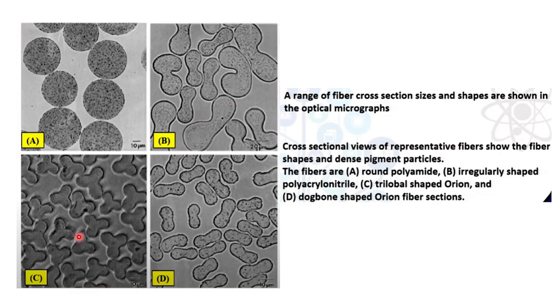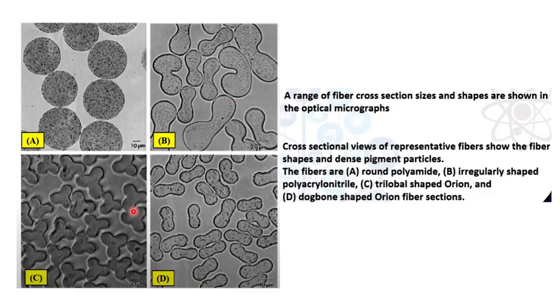The C is another type, called the trilobal shape Orlon type. Different petal-like morphology is visible. And the fourth one is the dog bone shape Orlon fiber section. So based on different shape and size, the overall surface area of a fiber will be different. So how much surface area is interacting with your matrix?